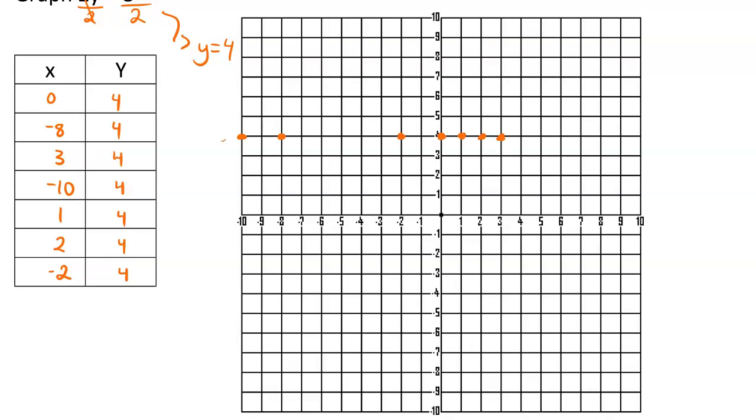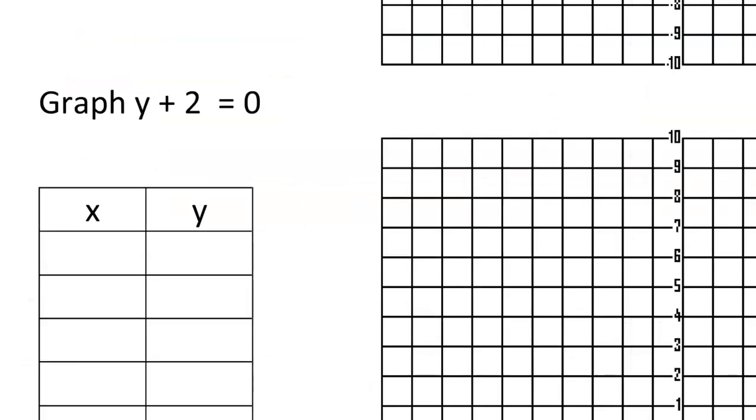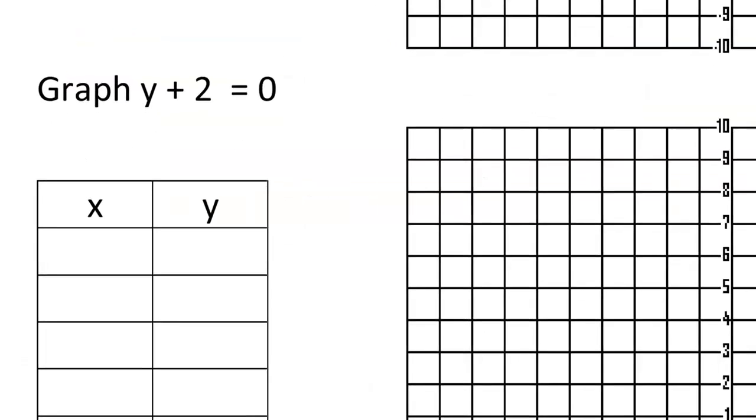After you've plotted your points, your next thing is to make your line running through the points with arrows at both sides. And now that we have our nice line running through those points, we've finished off this graph. Next one here is y plus 2 equals 0. So remember, we have to isolate y, so we're going to have to move this to the other side.